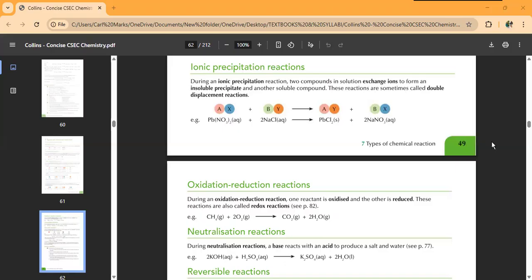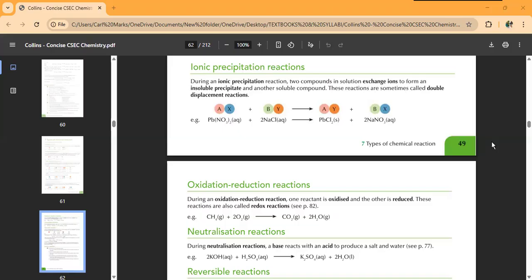Now, when you hear the term ionic precipitation, you can also think of double displacement reactions. Now, last week you did single displacement reactions, right? So basically you can say you have two couples here, A and X and B and Y, and they exchange partners. So this is why it says double displacement. So they're displacing each other. So A and Y combine and X and B combine. So you have two other products being formed, one of which is called precipitate, which is the insoluble precipitate.